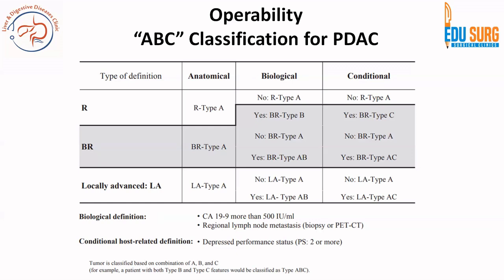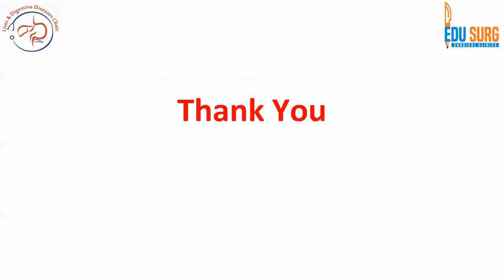Okay. Understand that there are criteria which also discuss involvement of inferior vena cava and many other structures in resectability. For a basic understanding, you have to remember these four structures and the ABC classification for pancreatic adenocarcinoma.